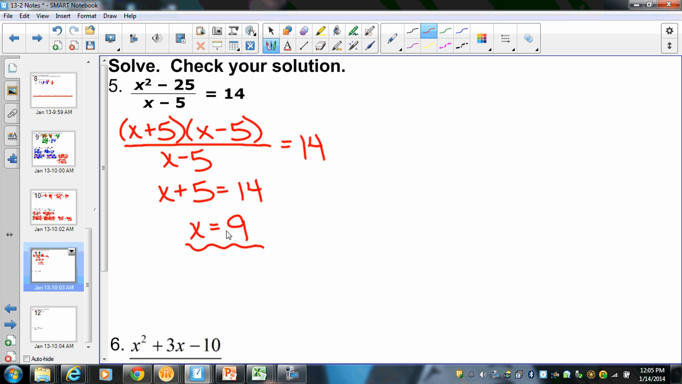So now you're thinking that that's your answer, and it probably is, but notice up here the directions said to check your solution. Please, please, please do that. And what it means by that is, remember with a rational expression, what can we never have in the denominator? It can never equal 0. So really all you're doing is taking that answer that you get and double checking that it would not make the denominator equal 0. So if I substitute the 9 in, I get 4, which is not 0. So it's good to go. So x equals 9 is an acceptable answer.